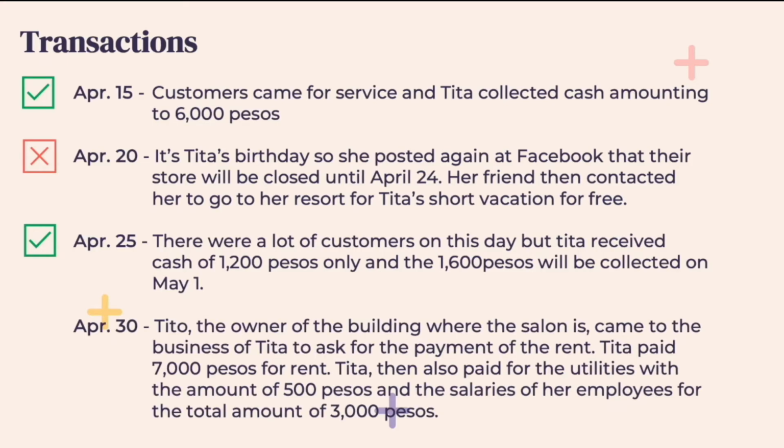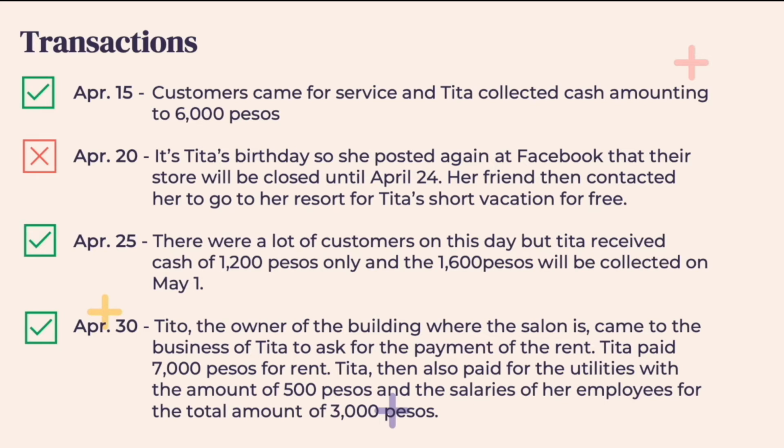Okay, for the last transaction, on April 30, Tito, the owner of the building where the salon is, came to the business of Tita to ask for the payment of the rent. Tita paid 7,000 pesos for rent. Tita then also paid for the utilities with the amount of 500 pesos and the salaries of her employees for the total amount of 3,000 pesos. Is this a financial transaction? Yes, because Tita paid the expenses of the business.